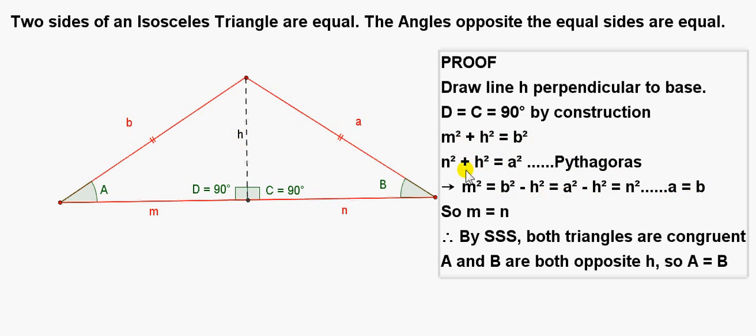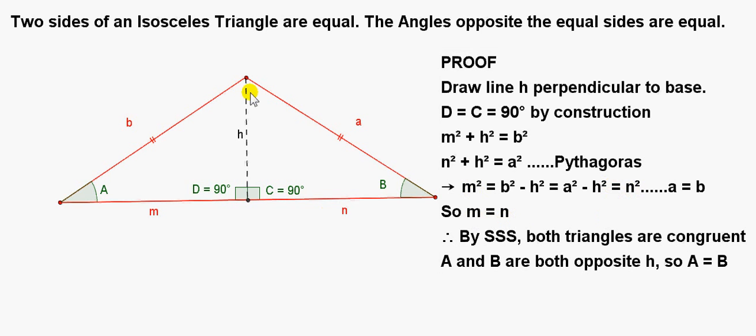However, if we look at this equation here, we can make n squared the subject of it, and we see that n squared equals a squared minus h squared. So a squared minus h squared is n squared. So we can see that m squared equals n squared, and if we get the square root of both sides, that means that m must equal n.